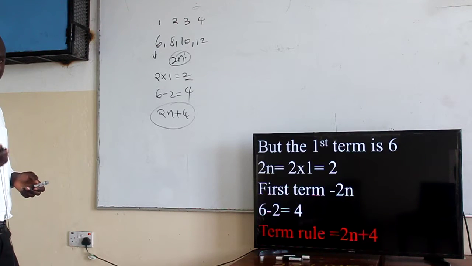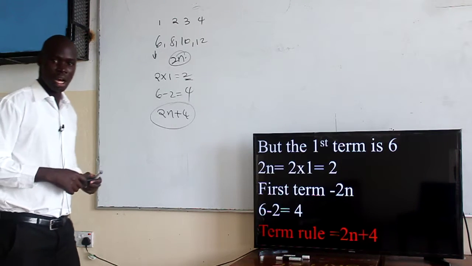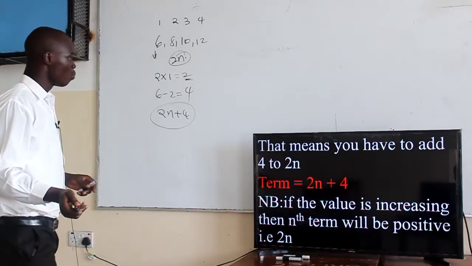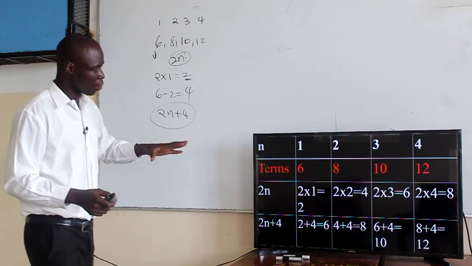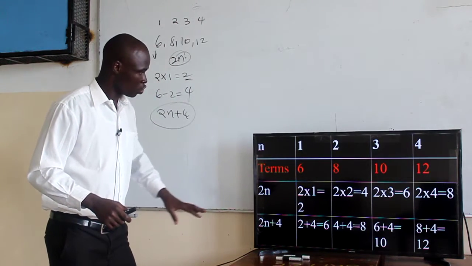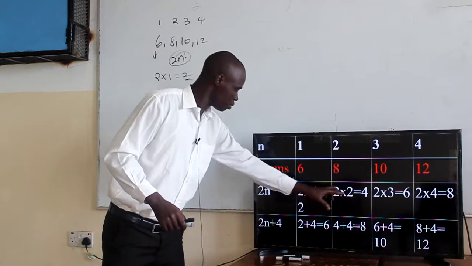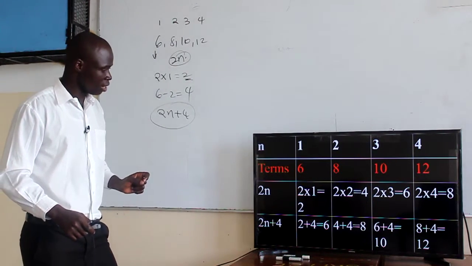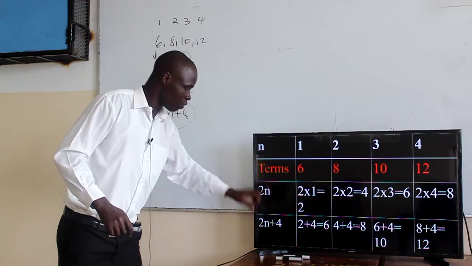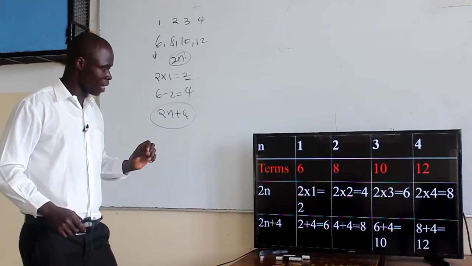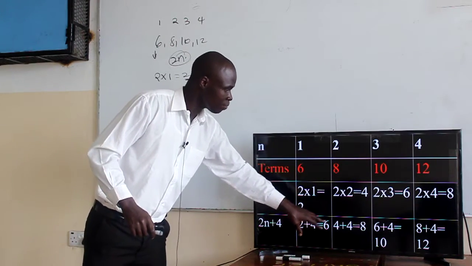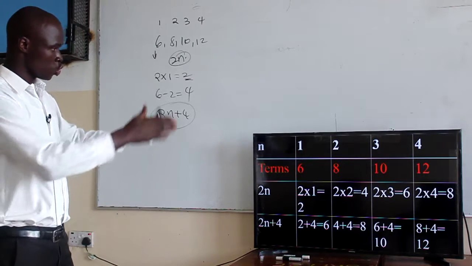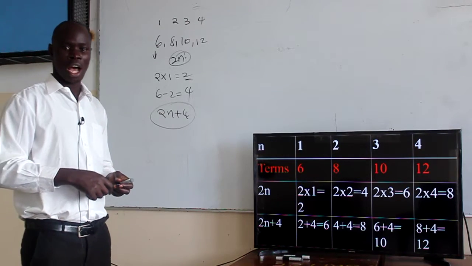If you use this term rule, you can get any value you want. To prove that, here we have the term rule. I'm calculating the value of 2n here. Then here is 2n plus 4. With 2n plus 4, you are going to get 6, 8, 10, and they are going to be like that. So that is what happened.